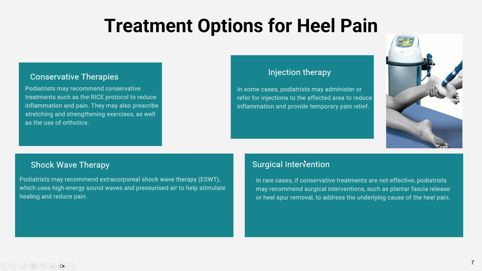And these last two are more of a rarity, but we include injection therapy. If need be, we can inject cortisone or PRP therapy into the area if conservative treatments don't work. And in very rare cases, surgical intervention. If conservative treatments and injection therapy don't work, we can go to surgical intervention. Surgical interventions like a plantar fascial release or a heel spur removal will address the underlying causes of your heel pain.